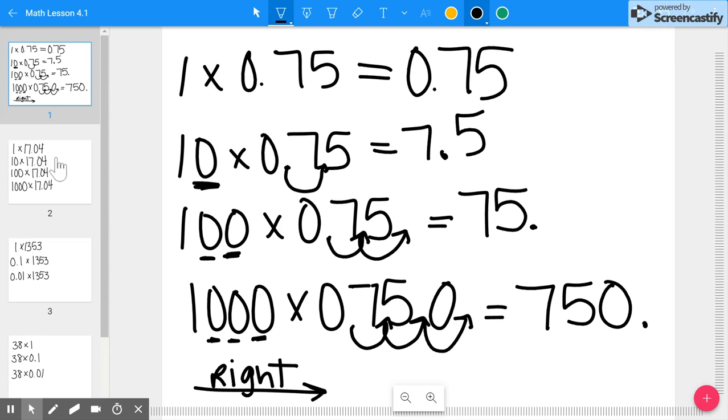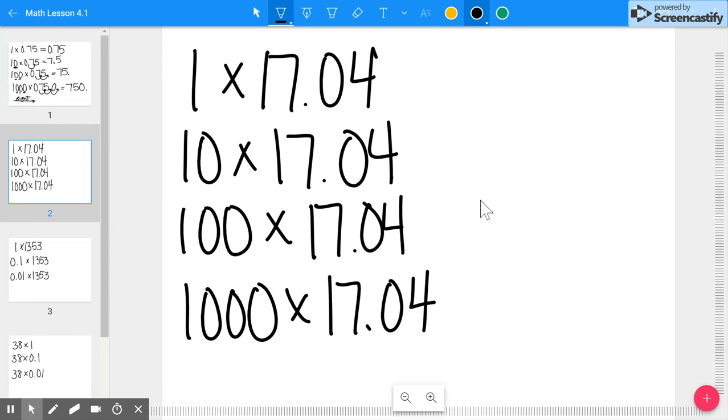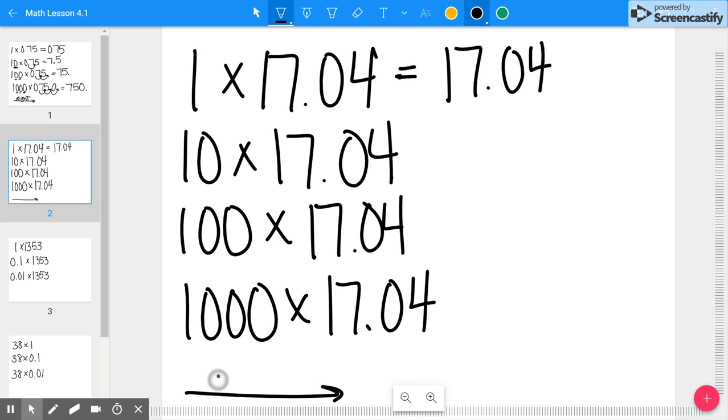So let's look at another one. If I have 1 times 17 and 4 hundredths, I know any number times 1 is always going to be itself. So it's going to be 17 and 4 hundredths. Now when I look at 10 times 17 and 4 hundredths, I see that this is a power of 10. It's a whole number. So I'm going to be moving my decimal point to the right on these problems.